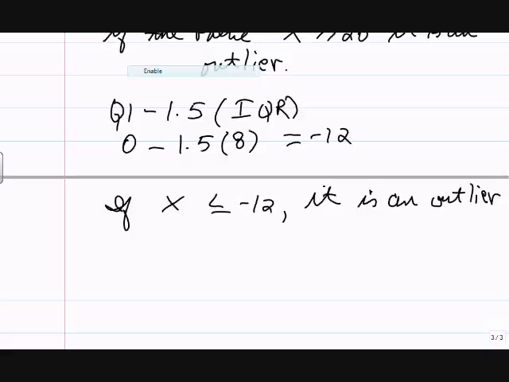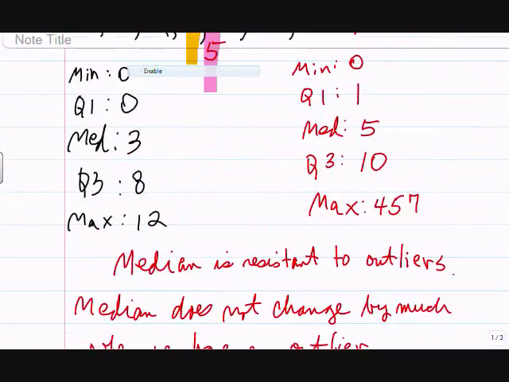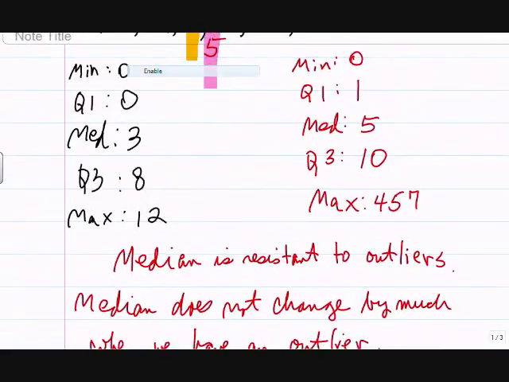Yes, ma'am? So I went back to my original data. Sorry, yeah, I was using the data in black here. Yes, if we use the data in red, we're going to get an outlier. So I just did my notes for that.